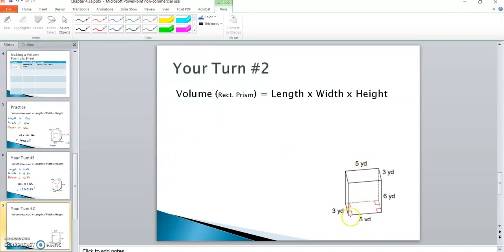Okay, so for this one, I'm going to put my length is 5 yards. My width is 3 yards. And my height is 6 yards.